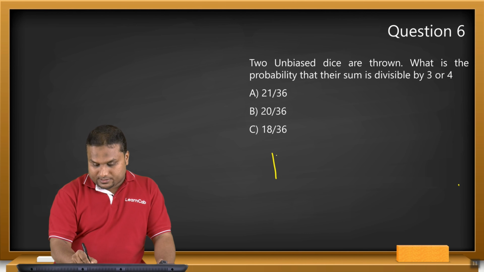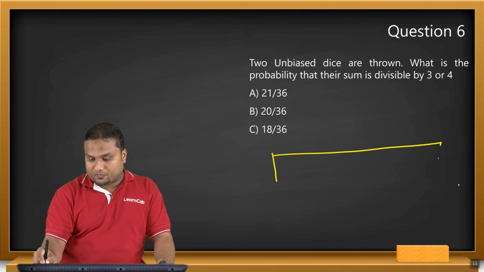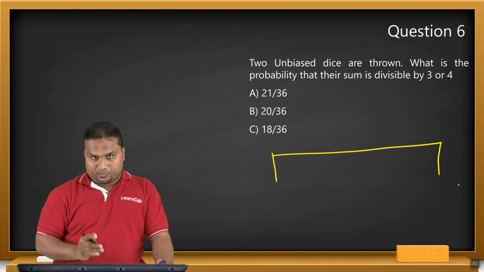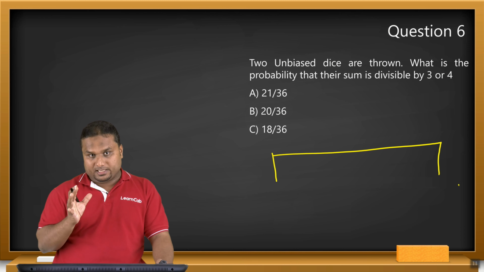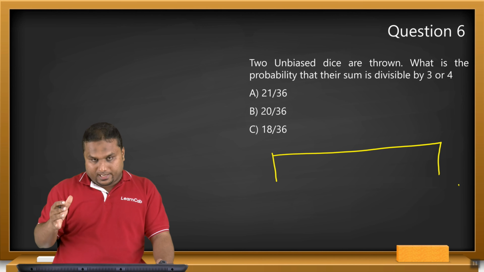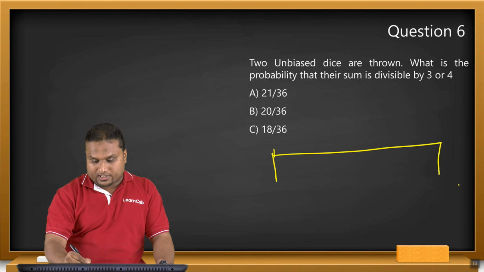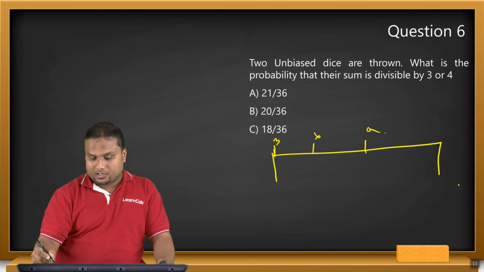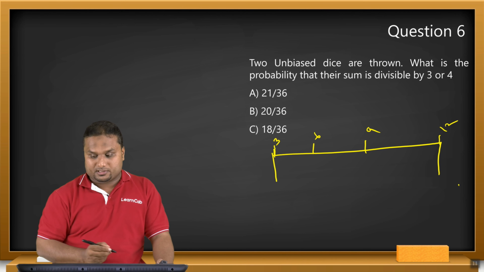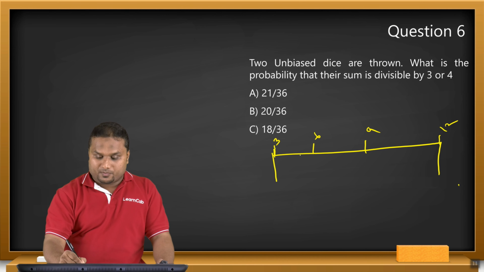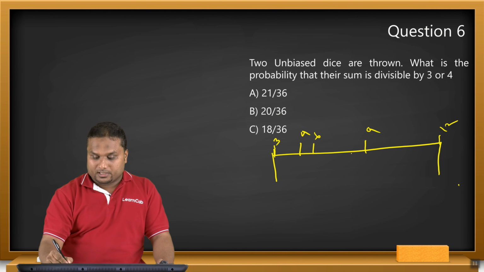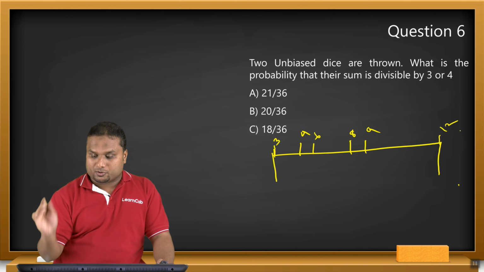Let's see. The question is divisible by 3 or 4. Hope you understood the last method which I used, where I cracked the question from the table of sum. Now, what I'm going to do is draw a scale. Divisible by 3 means it could be 3, 6, 9, and 12. Then divisible by 4 means it could be 4, 8, and 12.